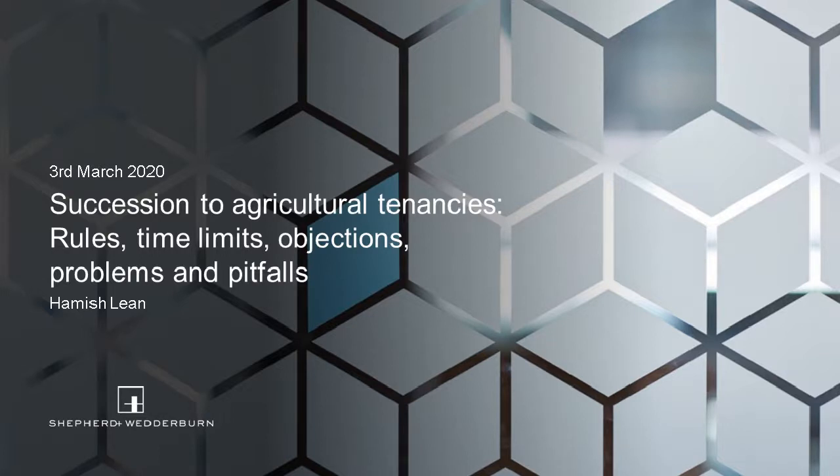My name's Hamish Lean. I'm the head of the Rural Property and Business team at Shepherd and Wedderburn, and my particular interest is in relation to agricultural tenancies, particularly when they become contentious. The subject of today's webinar is succession to agricultural tenancies, the rules, time limits, objections, problems and pitfalls.